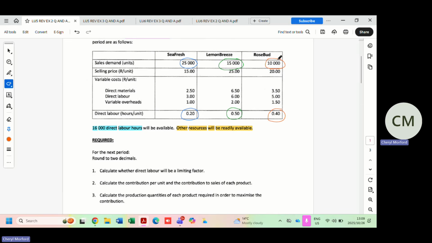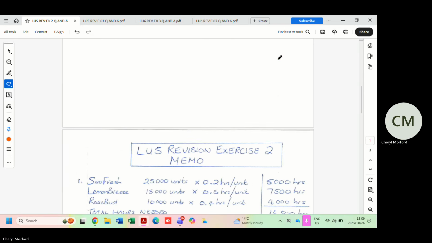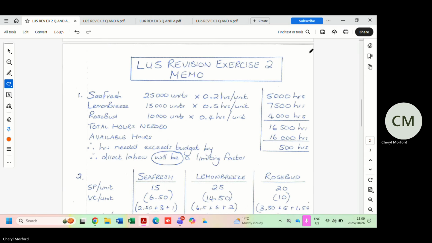Then for the last one, 0.4 hours per unit times 10,000 units. If we do the multiplication and we add it together, that will give us the total number of labor hours required. Have a look over here, I've just done it like that. So total hours needed comes to 16,500 hours, which we now need to compare with the available hours that were given. You see that that is only 16,000, so we are short by 500.